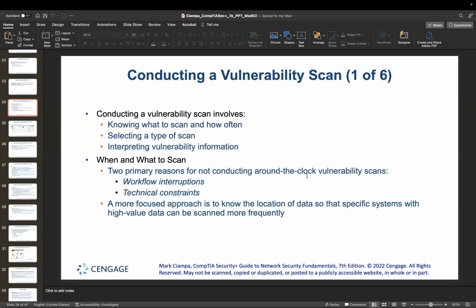The whole thing involves knowing what to scan and for how often. What is the necessity and frequency for this scan? Selecting a specific type of scan that we're going to discuss, and finally interpreting the vulnerability information that we receive. Sometimes something could be considered a vulnerability, but interpretation of it is different.